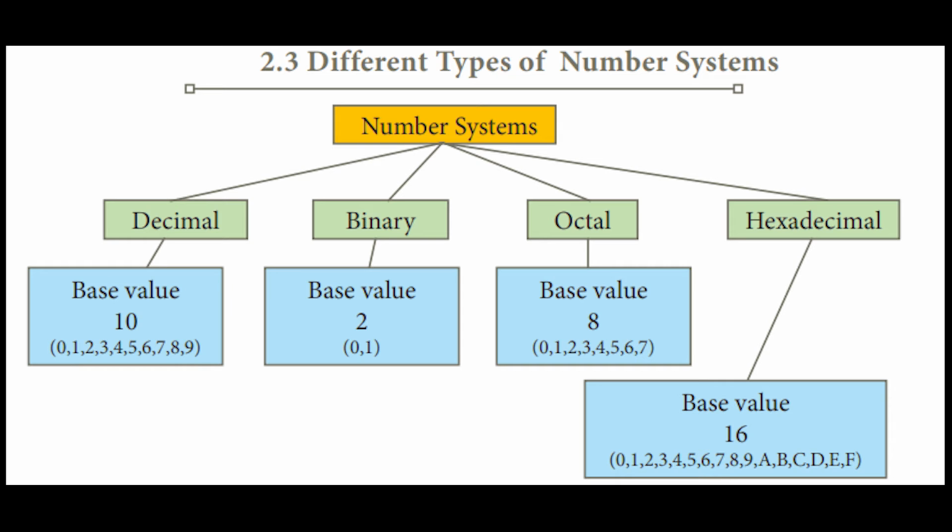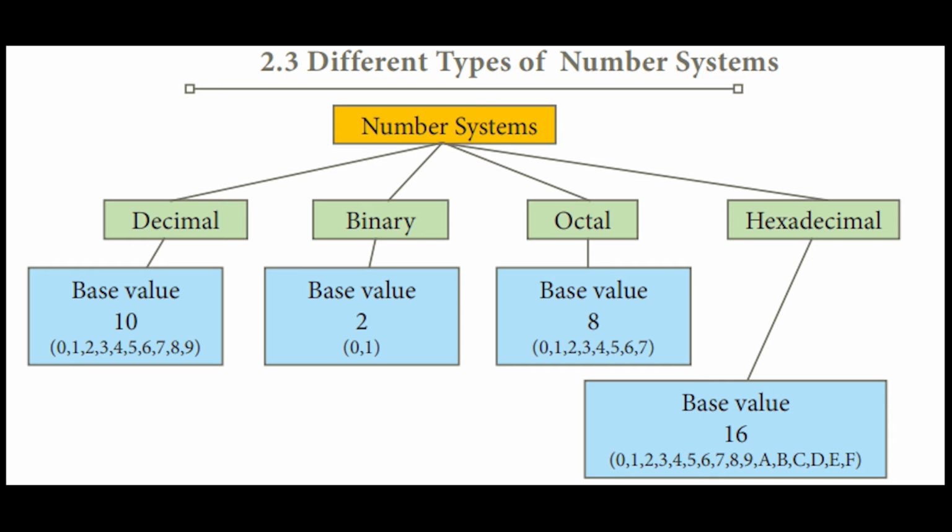Right? So here we have 16 terms, right? So 16 is the base value of this hexadecimal number. Okay, the first 10 symbols are same as the decimal system only, 0 to 9, and the remaining 6 symbols are taken from the first 6 alphabets, that is A, B, C, D, E, F, right?